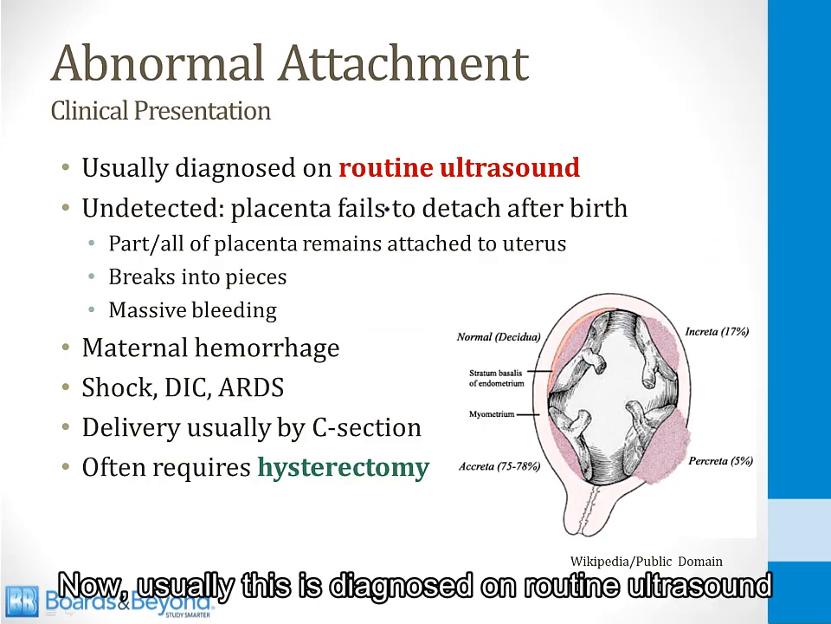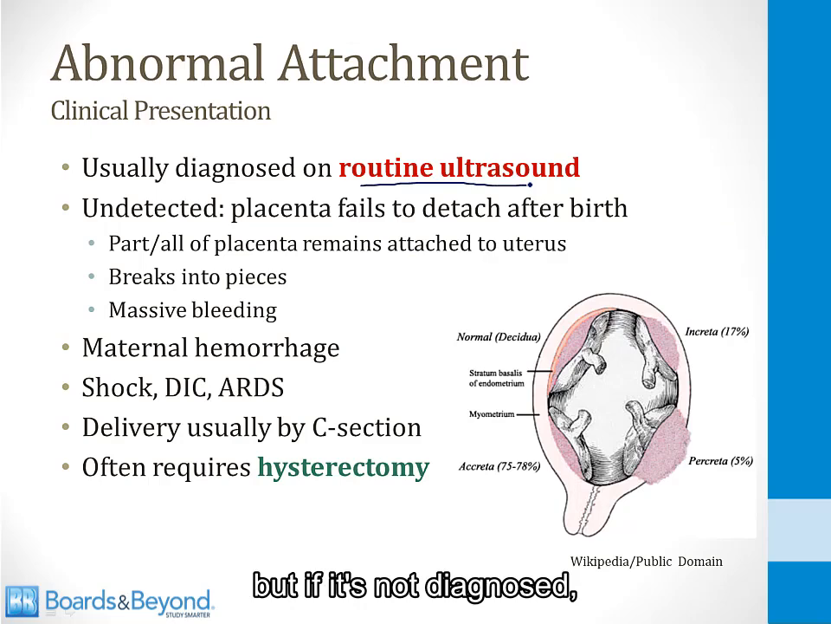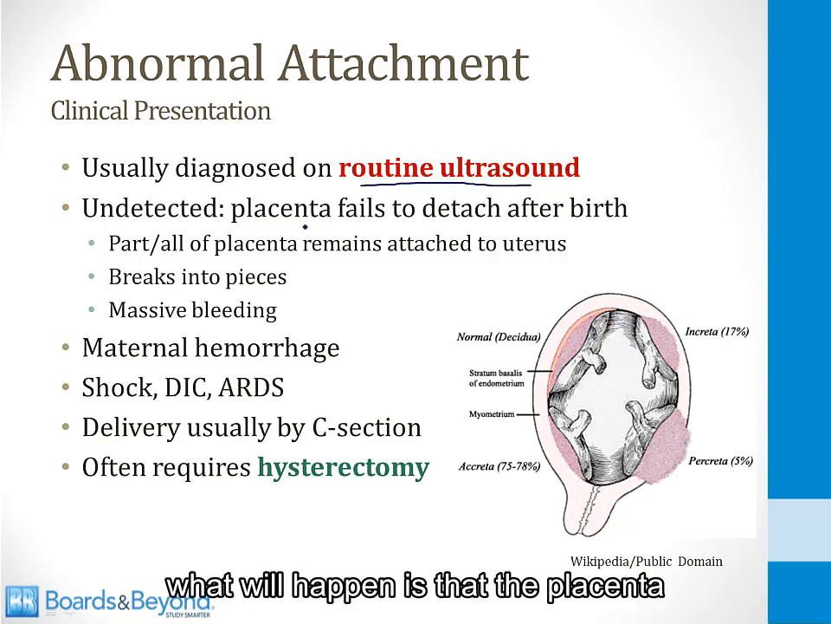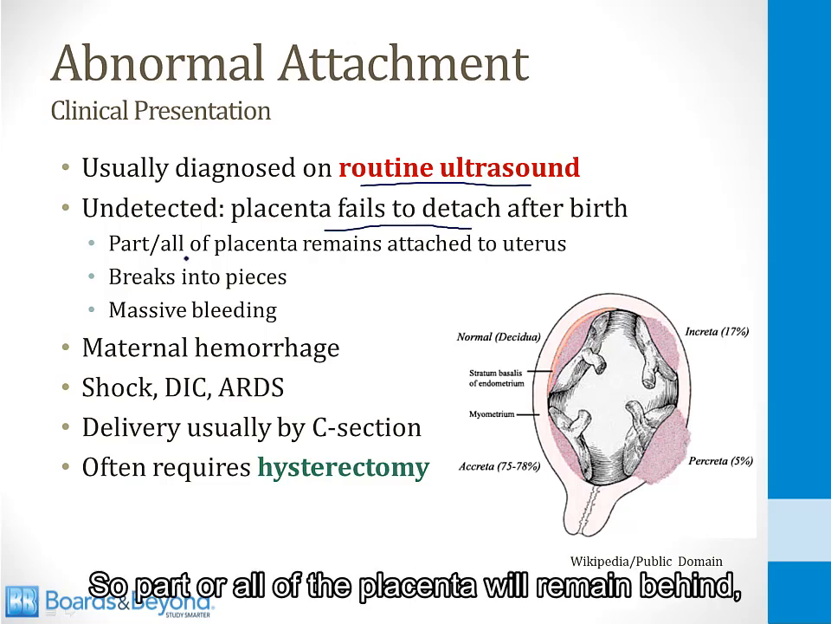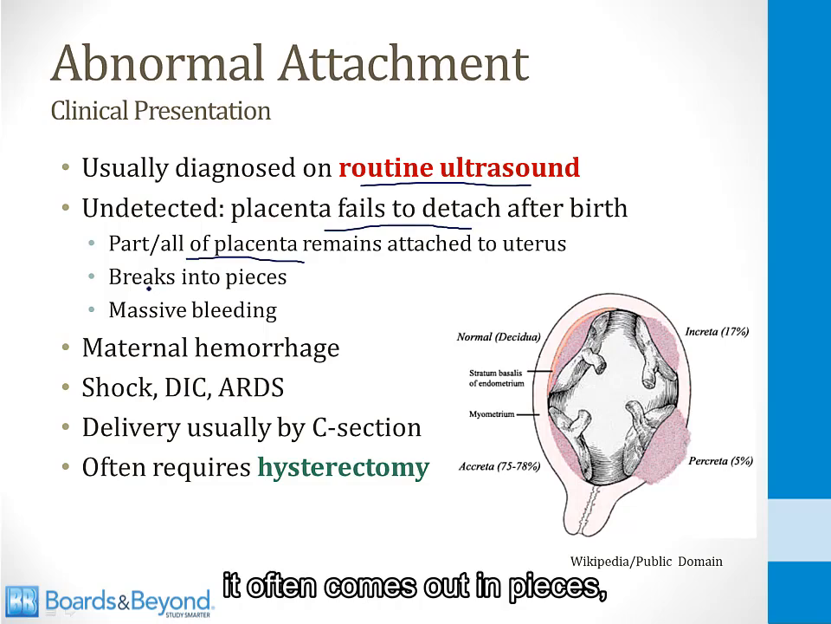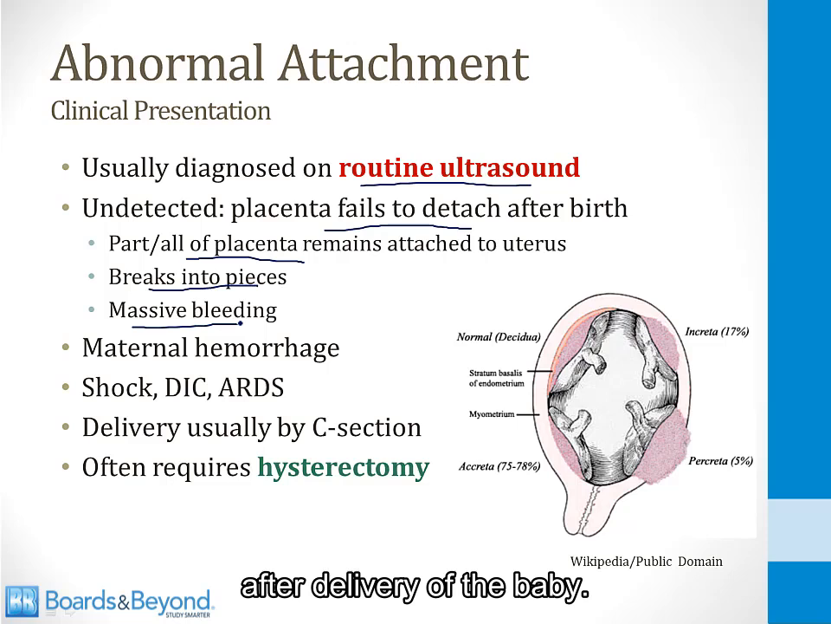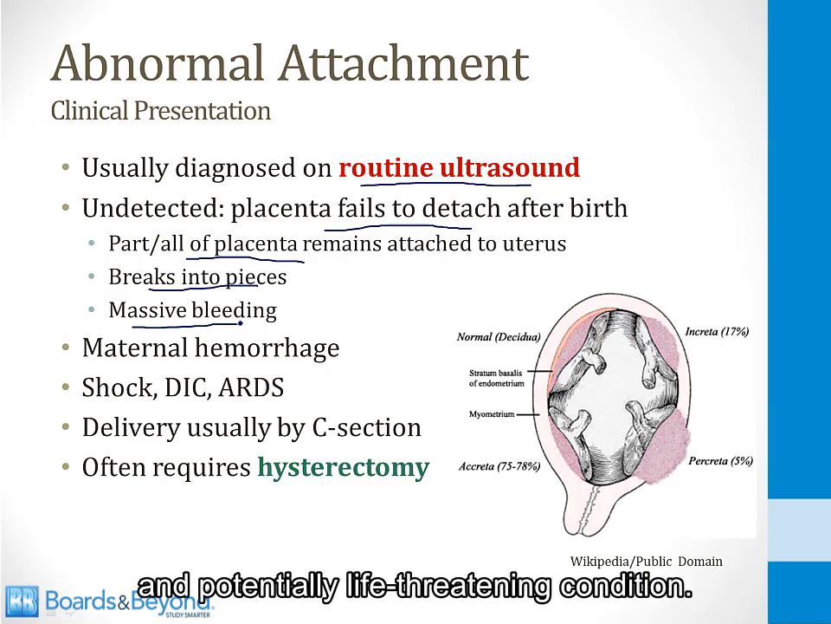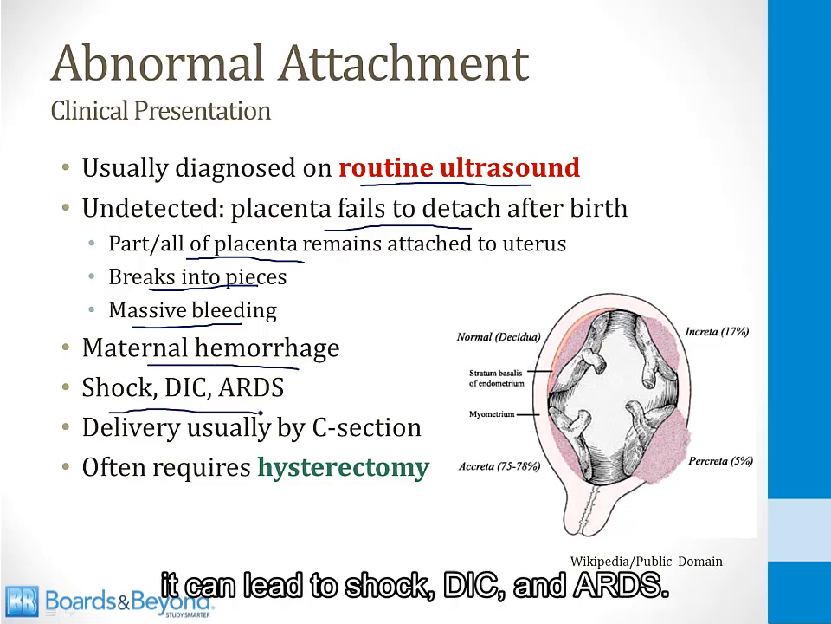Now, usually this is diagnosed on routine ultrasound during the course of a woman's pregnancy, but if it's not diagnosed, what will happen is that the placenta will fail to detach after birth. So part or all of the placenta will remain behind. It often comes out in pieces, and there is massive uterine bleeding after delivery of the baby. This is a very serious and potentially life-threatening condition. It can lead to maternal hemorrhage. It can lead to shock, DIC, and ARDS.